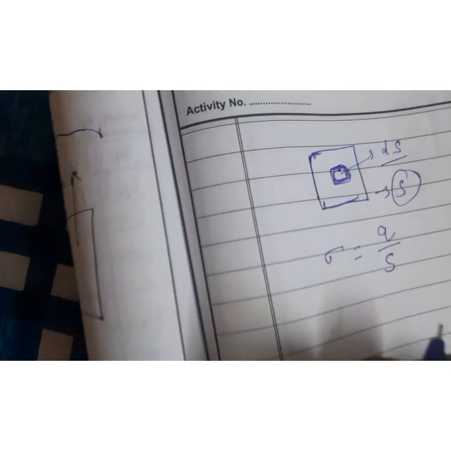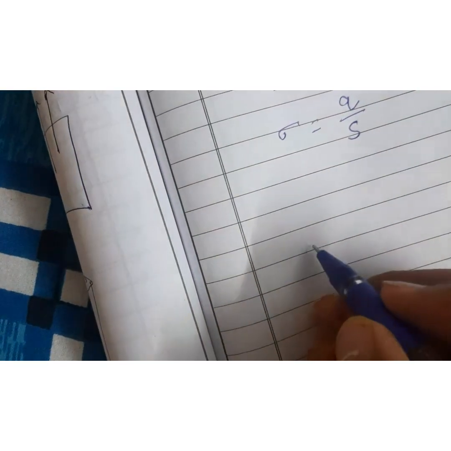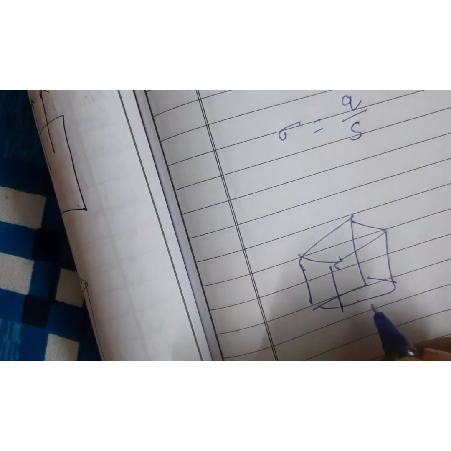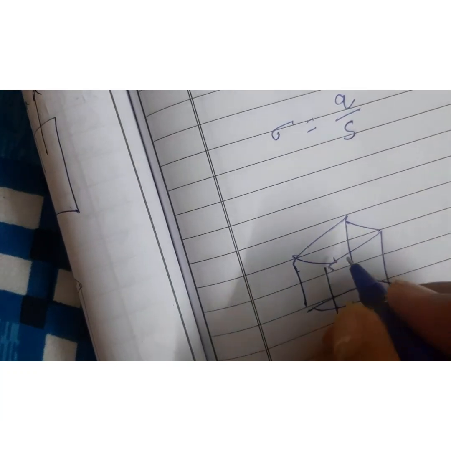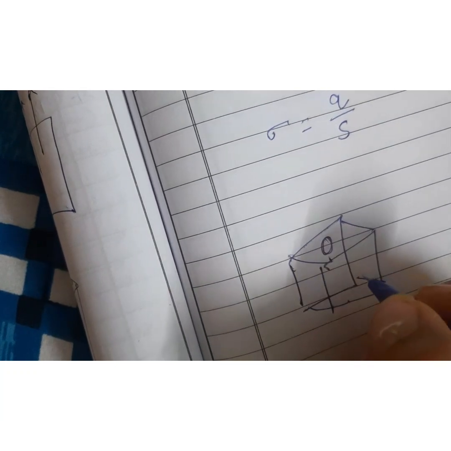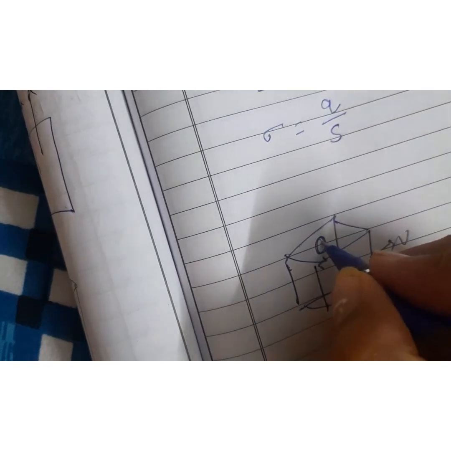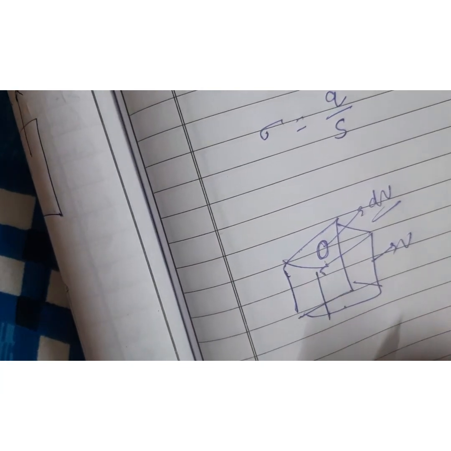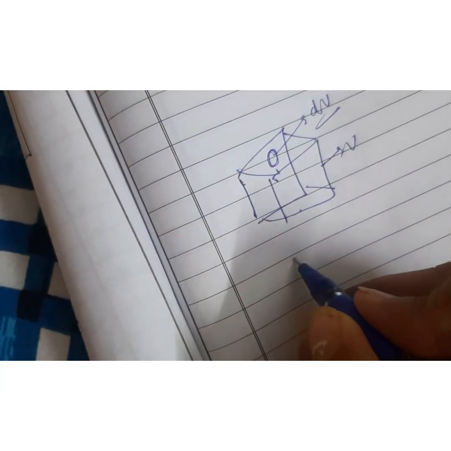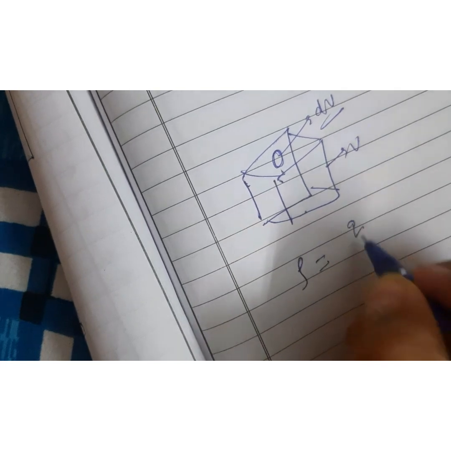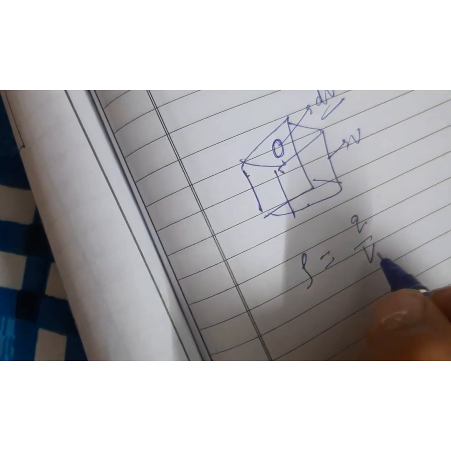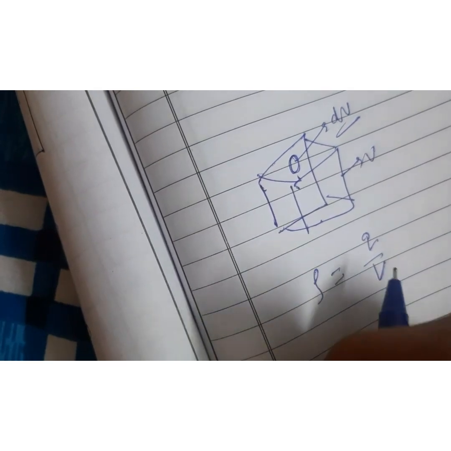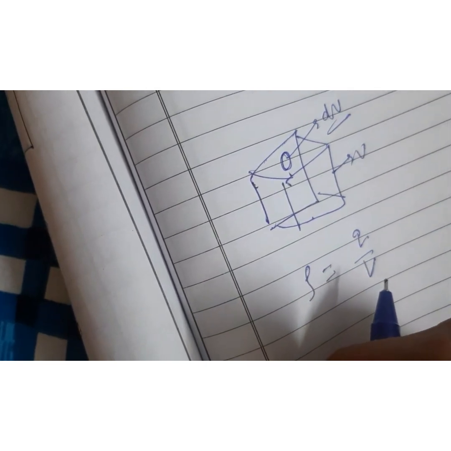And for volume we can take a cubical shape like this, or cube shape, and we take a small amount of volume here. Total volume V, small volume dV. Then we take rho equal to Q upon V. So we can say volume charge density is known as charge per unit volume.